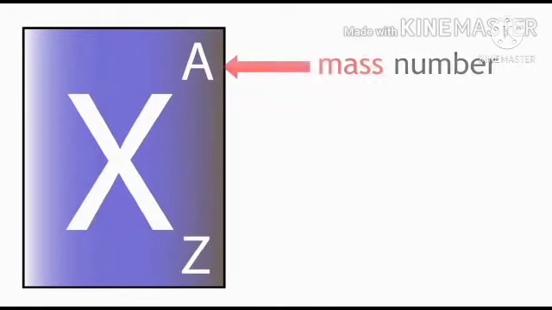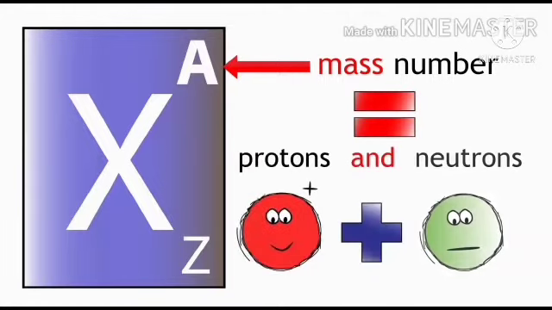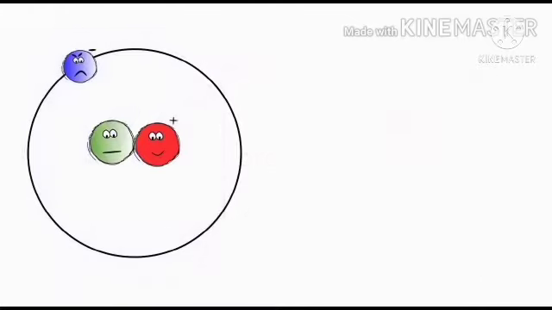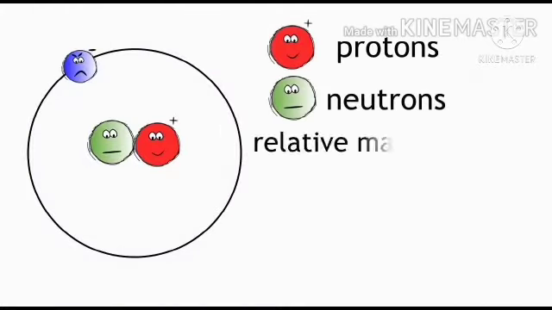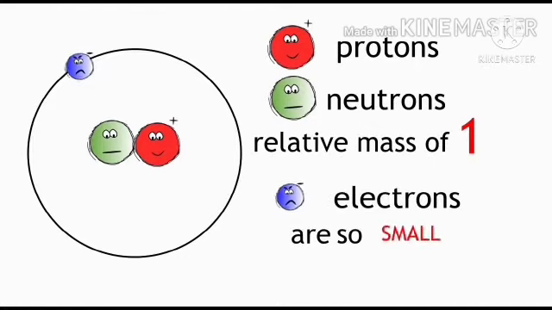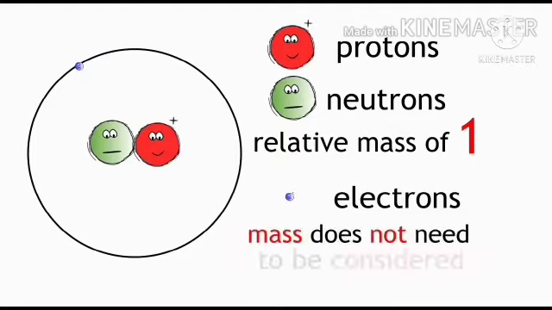The next number we look at is the mass number. The mass number has the symbol capital A. This mass number tells you how many protons and neutrons are in one atom of an element. We need to remember that protons and neutrons each have a relative mass of 1 and that electrons are so small that their mass does not need to be considered in the mass number of an atom.